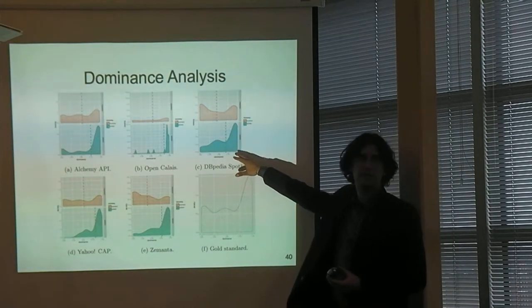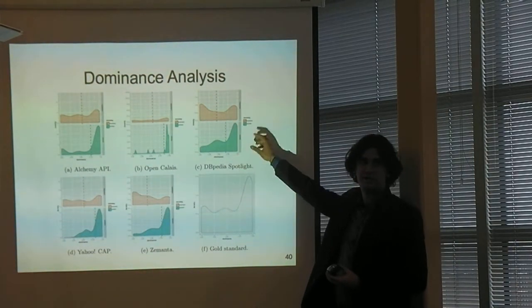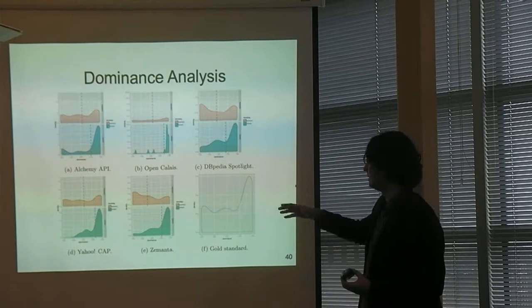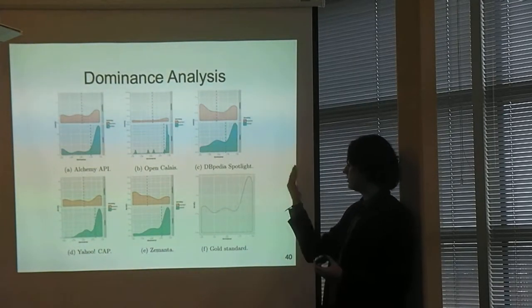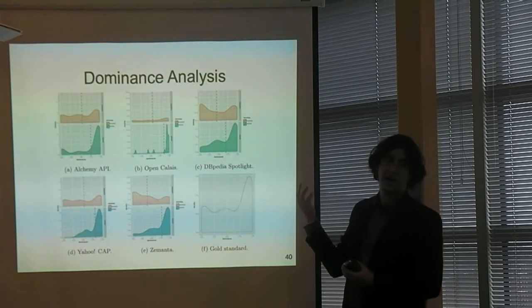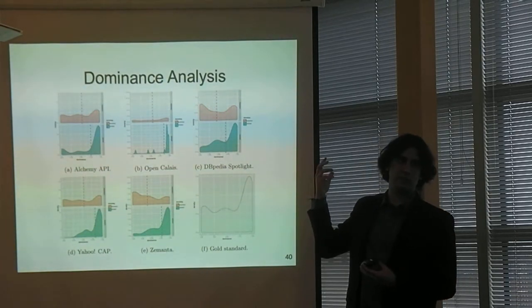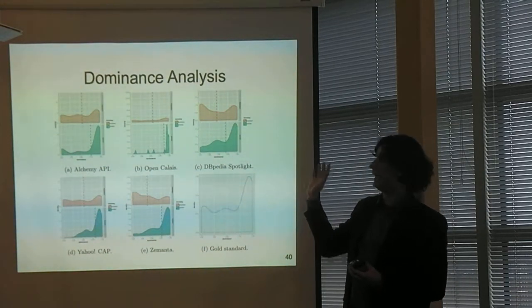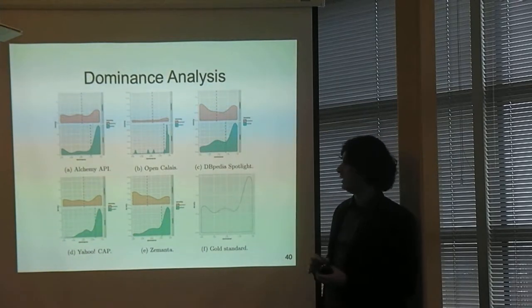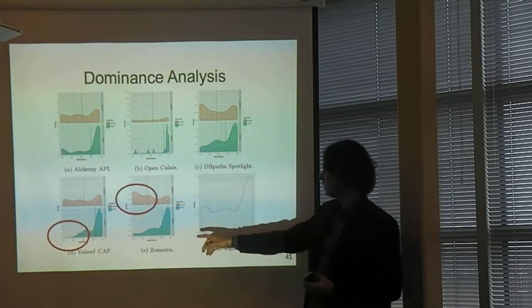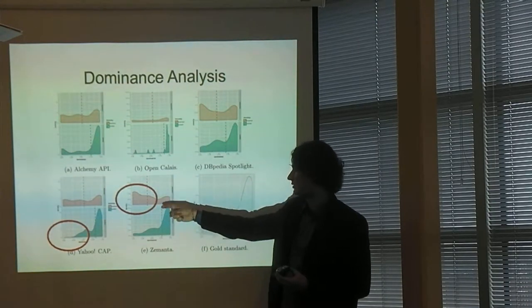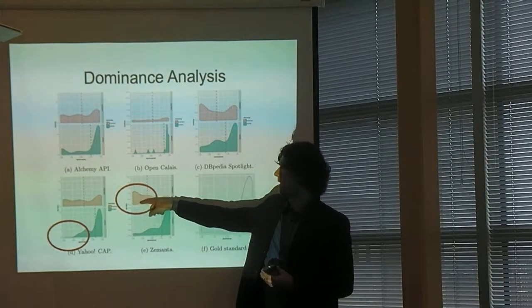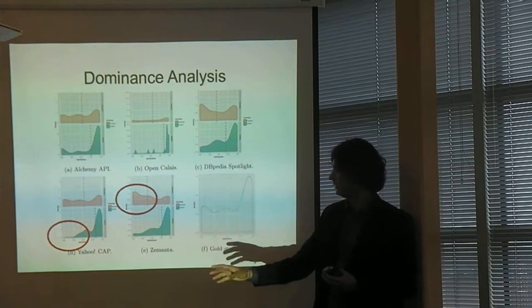Here, the blue ones are the correct disambiguations. The red ones are the incorrect disambiguations. This is the difficulty measure. So things that are closer to the right-hand side are high dominance, so the easier ones. And there are more difficult ones. So if you look here, Semanta tries to disambiguate it anyways, and they end up making a lot of mistakes on the more difficult ones.